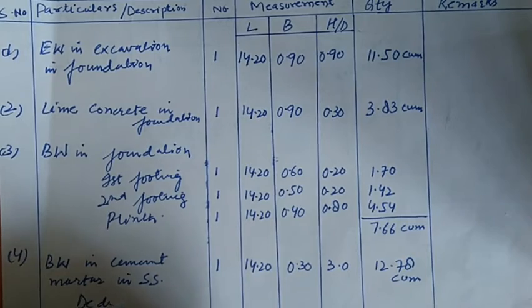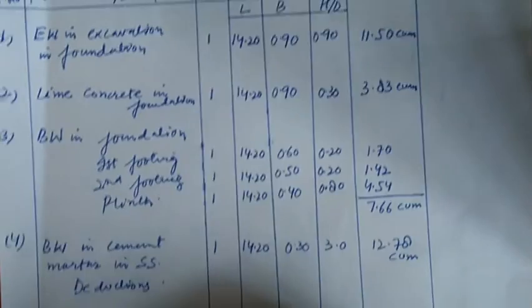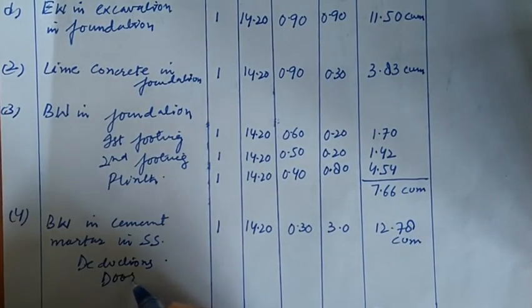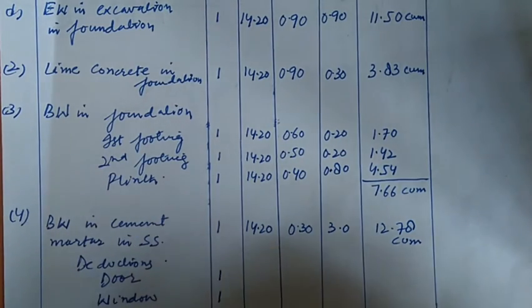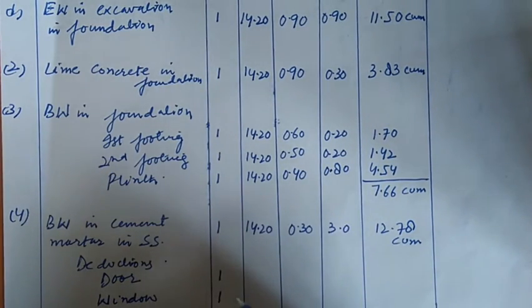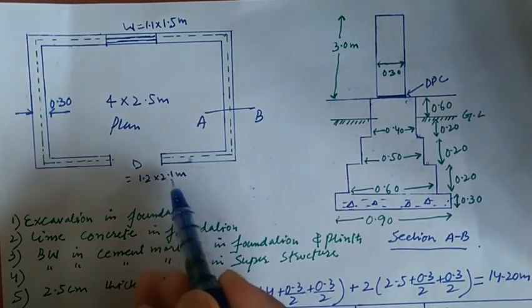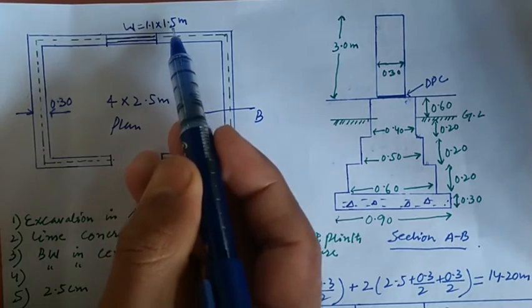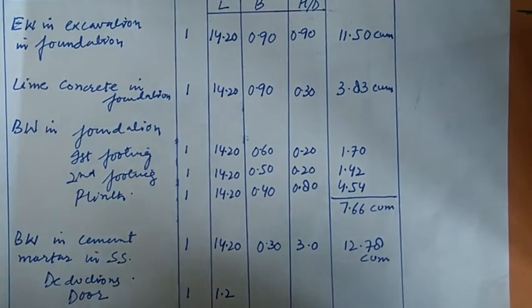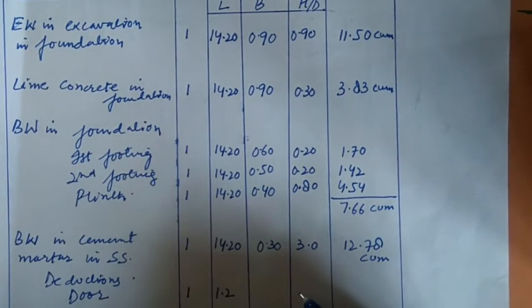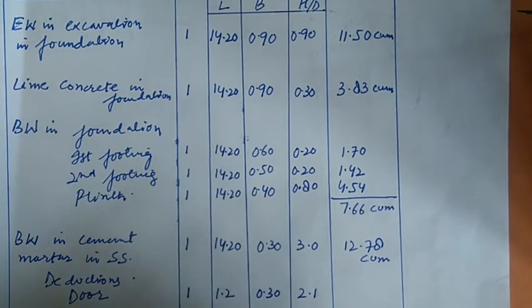Now we have to make deductions for door openings and window opening. So deductions, first deduction is for door opening and then for window opening. Number of doors we have in the structure is 1, number of windows in that room is 1. So now let us see the length. For door it is 1.2. Here you can see the dimensions of the door, 1.2 into 2.1, and for window it is 1.1 into 1.5 meter. So the length will be 1.2 and the height for the door is 2.1 and the breadth will be 0.30, that is the thickness of the wall.